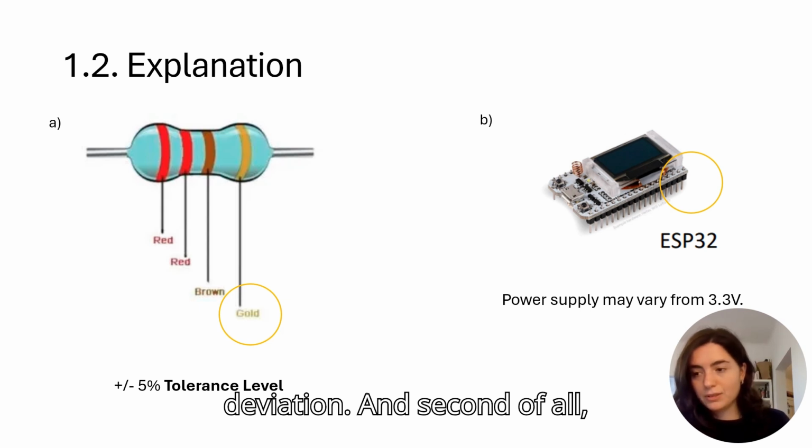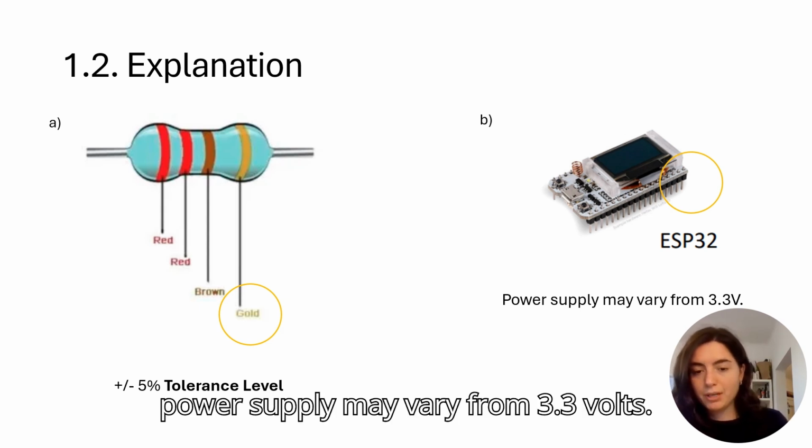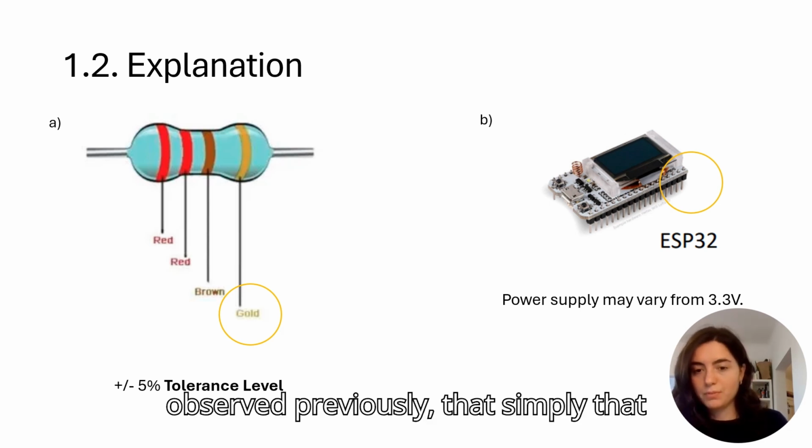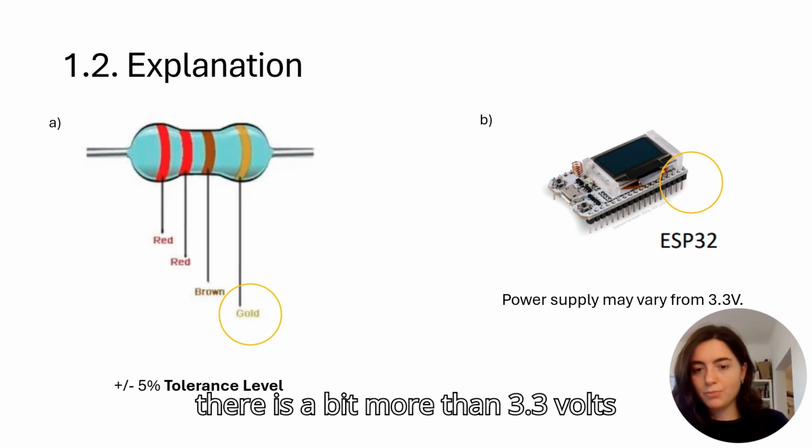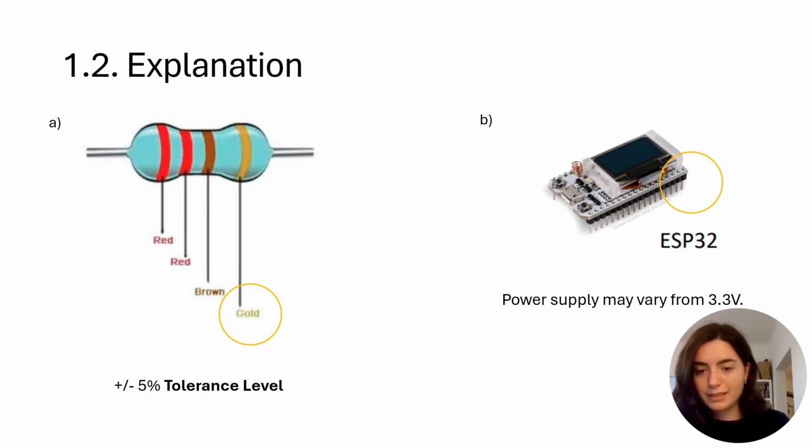Second of all, it could simply be that the power supply may vary from 3.3 volts. This is something that we also observed previously, that there is a bit more than 3.3 volts coming from the power supply.